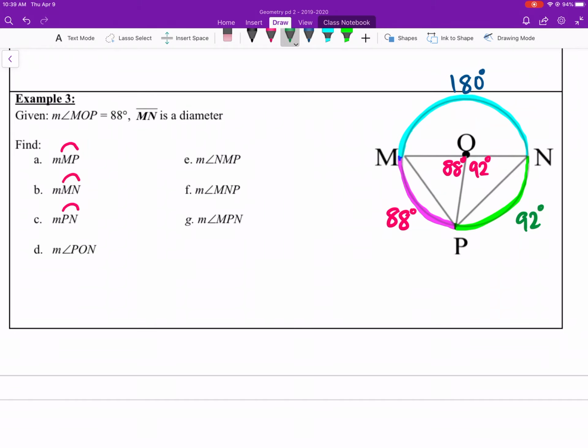All right. So we found a bunch. We have arc MP equal to 88 degrees. Arc MN, 180. Arc PN, 92. Angle PON, that's one of the central angles. Angle PON, 92 degrees. Angle NMP, where's that? NMP, right there. Okay.